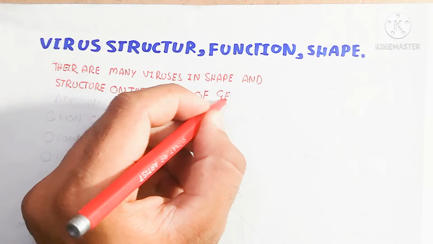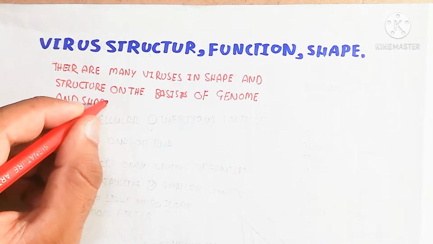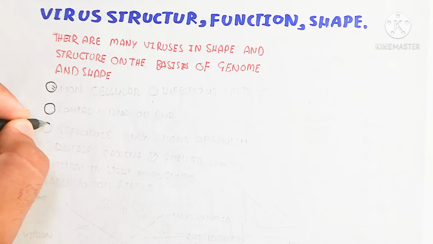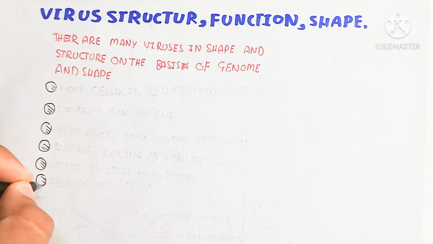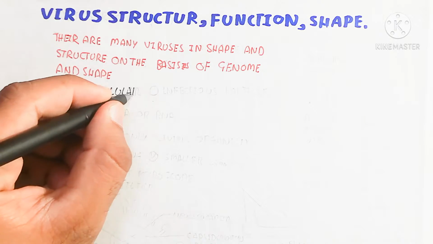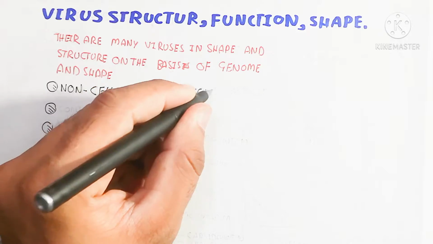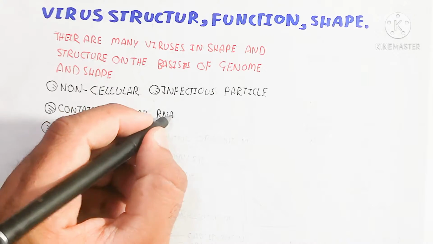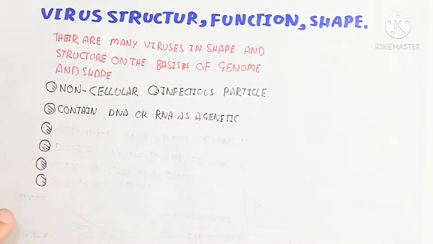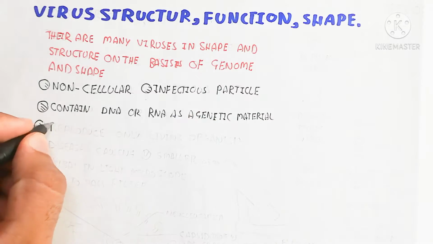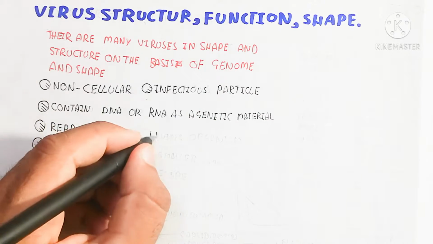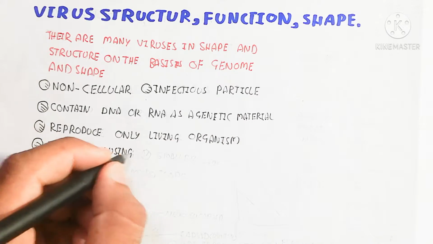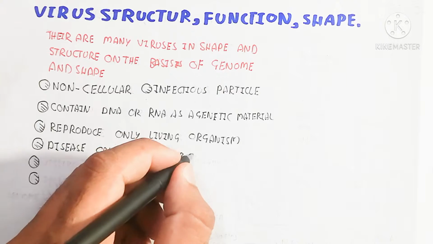The virus is non-living outside of the host. It means it is a parasite. It basically depends on the host, and it is a non-cellular particle, non-living, but its characteristics are living inside of the host, while it is an infectious particle containing DNA or RNA as a genetic material. This genetic material is used for replication inside of the host, and it reproduces only in living organisms. So its reproduction depends on the host.